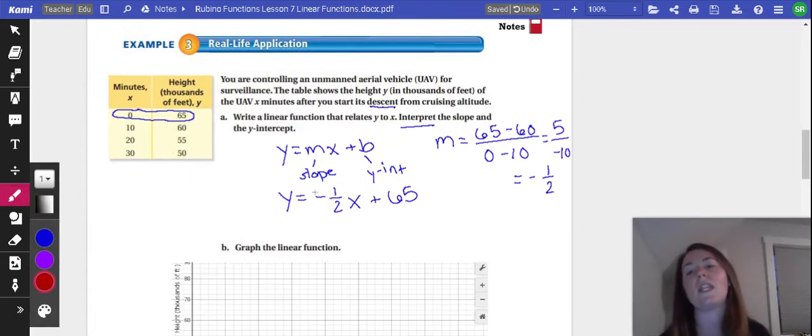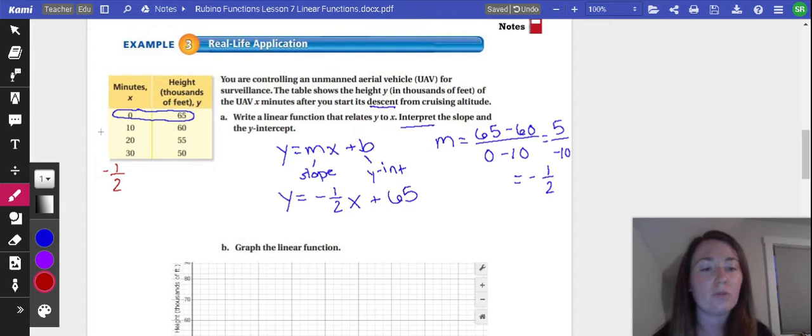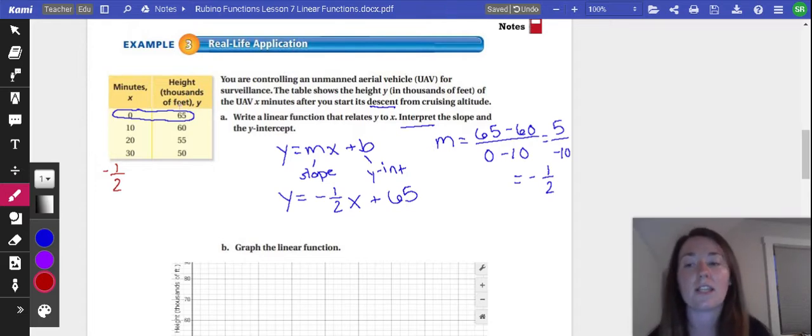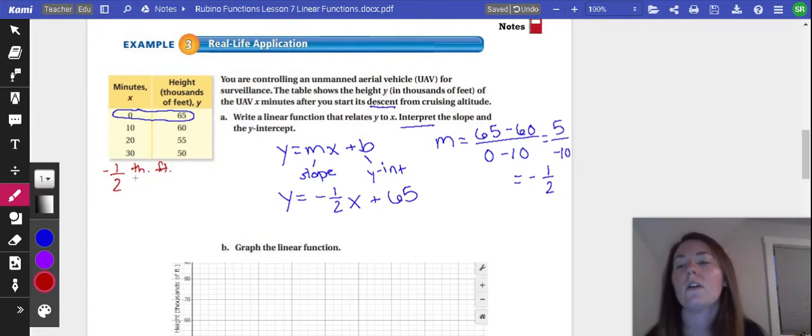My slope is negative 1 over 2. To interpret that, I need to add units. That's going to add some real-world context to this, right? So this top number was my change in y. y represents height in thousands of feet. Okay, so this would be negative 1,000 feet over, and then my bottom number is x, change in minutes.